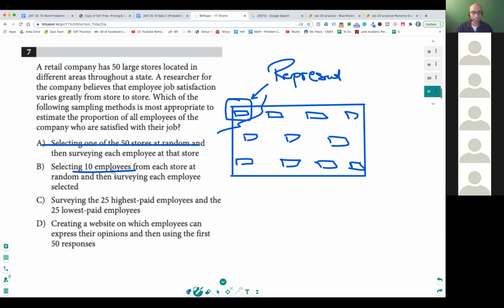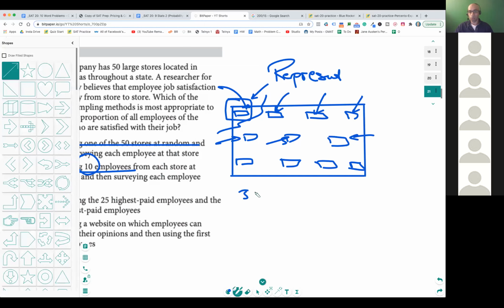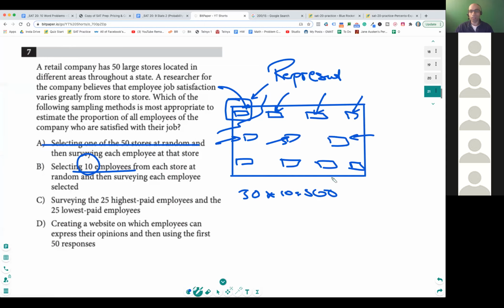Second one, select 10 employees from each store. That's great. I like it. I like this word each, right? Each store. Okay, so here it is, each store, each store, each store. Go to each store and ask them. So now you're representing them. Not only that, you're selecting 10 employees. That's not bad. So 50 times 10, right? That's 500 already. Okay, so that's a good number, I would say. So this is a very big maybe.